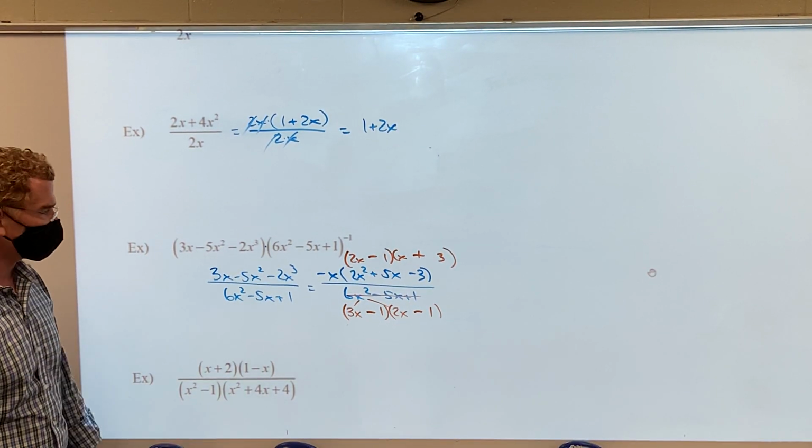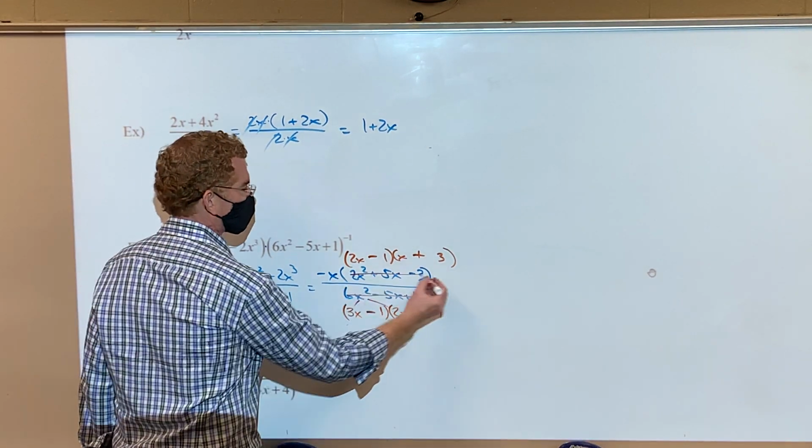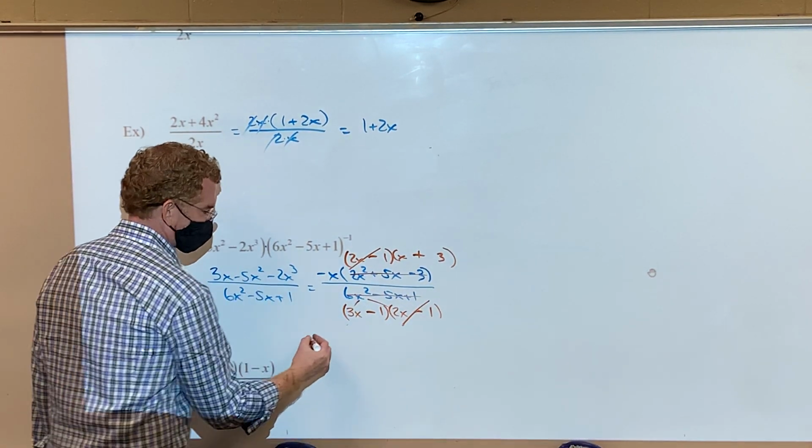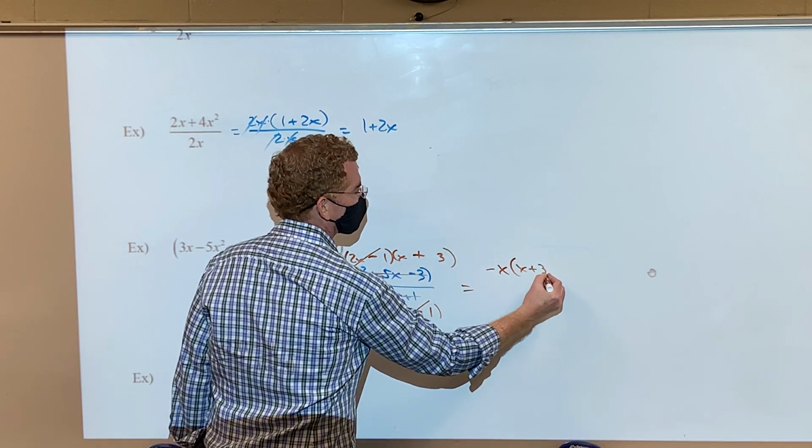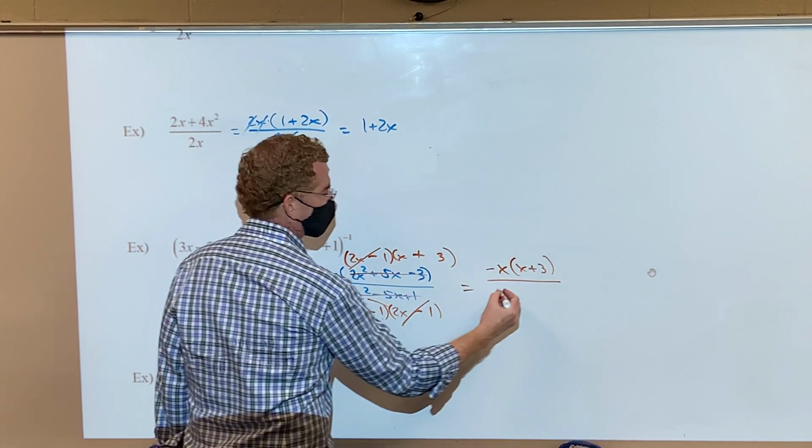So did anything cancel? 2x minus 1. That's right. So if those two cancel, you end up with a -x out front and an x + 3, and then a 3x minus 1.